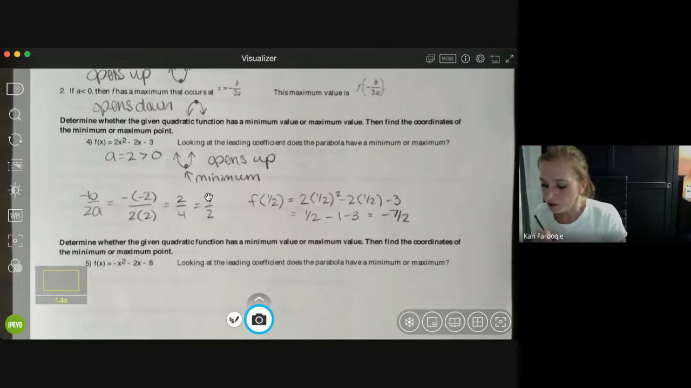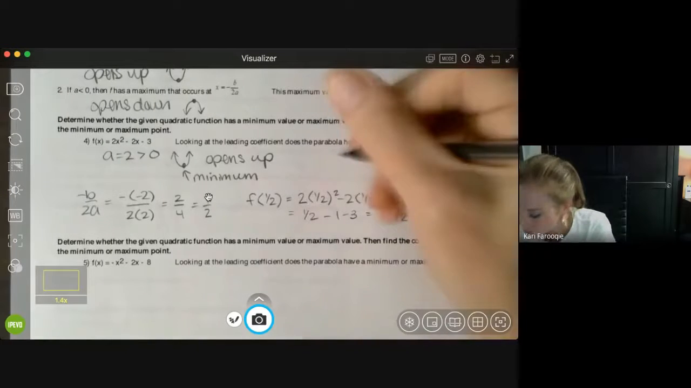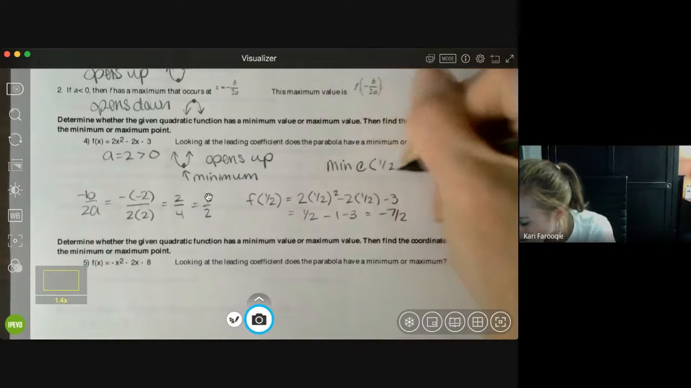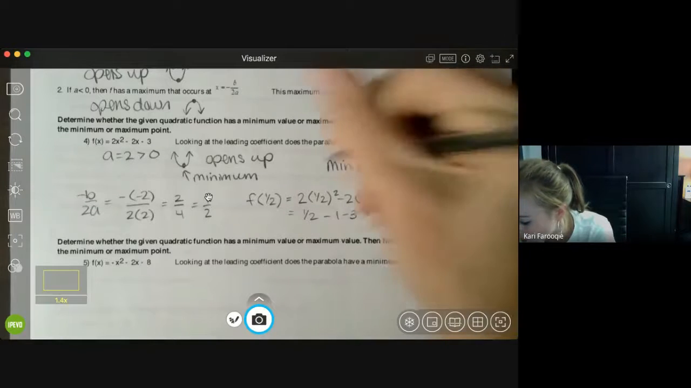So determine whether the quadratic function has a min or max. We did that. Then find the coordinates of the minimum or maximum point. So you're going to say that you have a minimum at 1/2, negative 7/2.